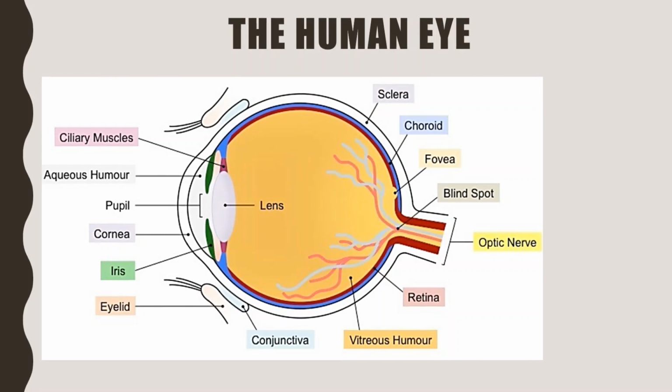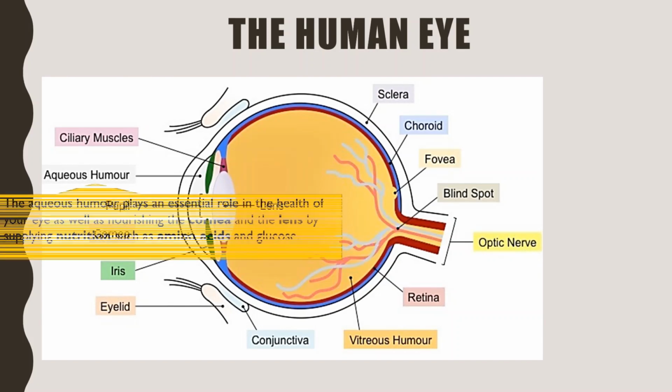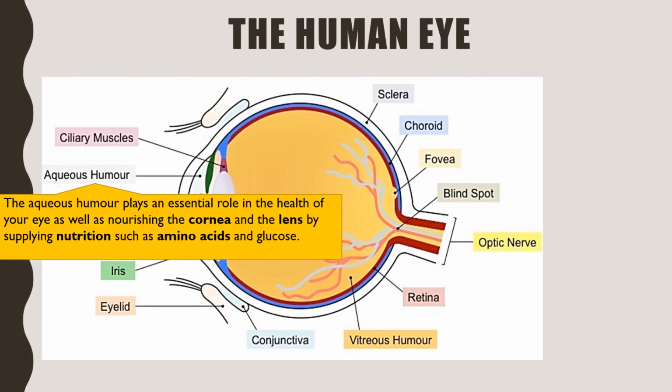Moving on to the next part of the human eye. It is not exactly a part, but there is a liquid present inside your eyes, which is called aqueous humor. The aqueous humor plays an essential role in the health of your eye, as well as nourishing the cornea and the lens by supplying nutrition, as well as amino acids and glucose.